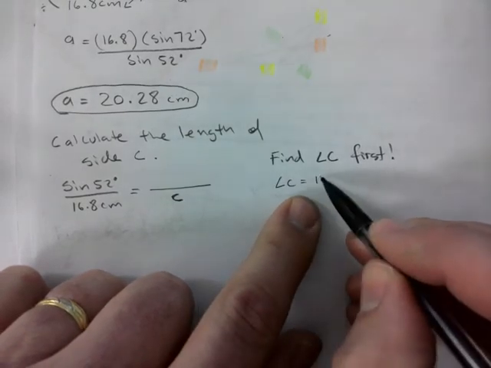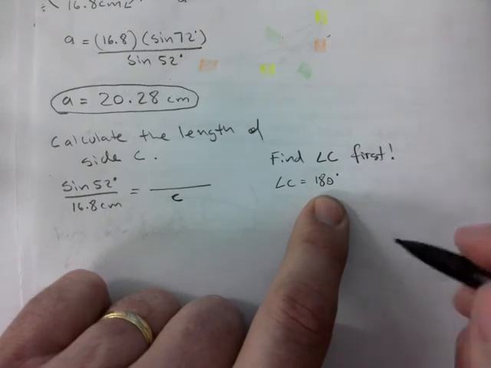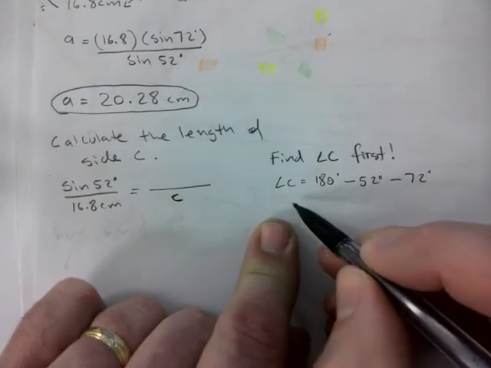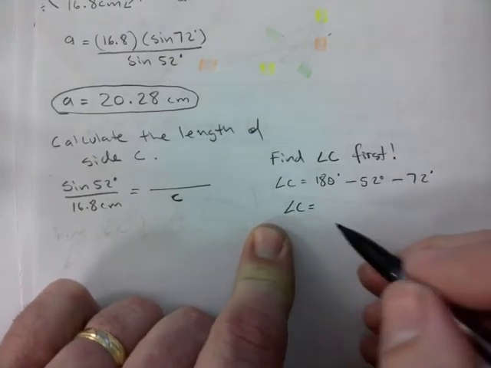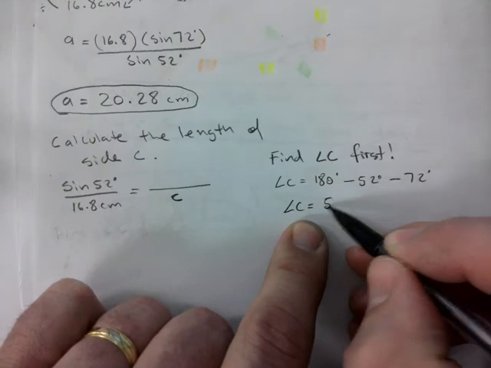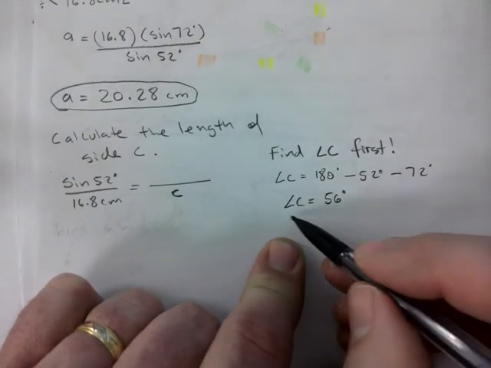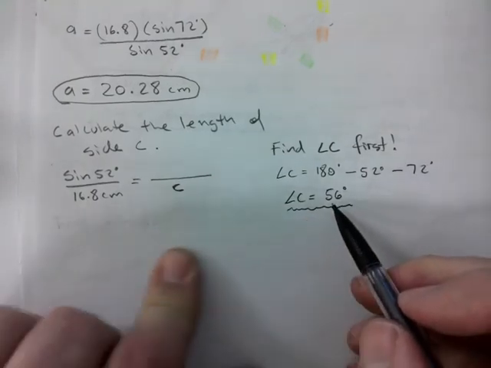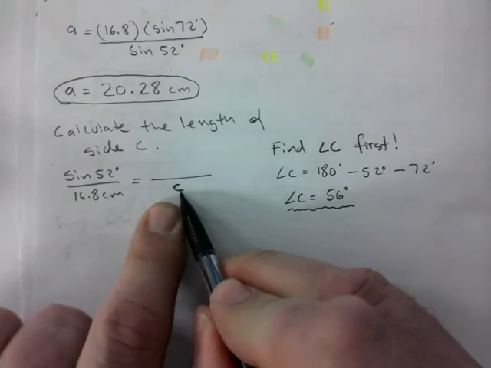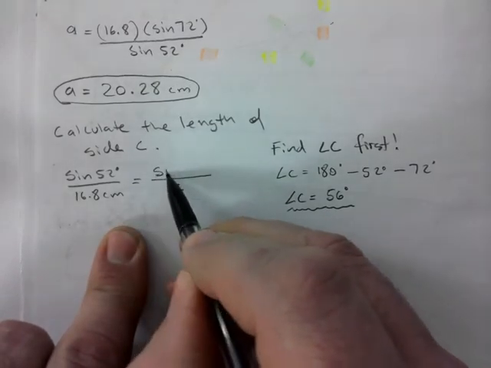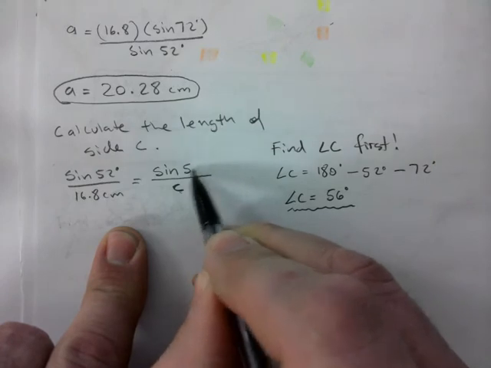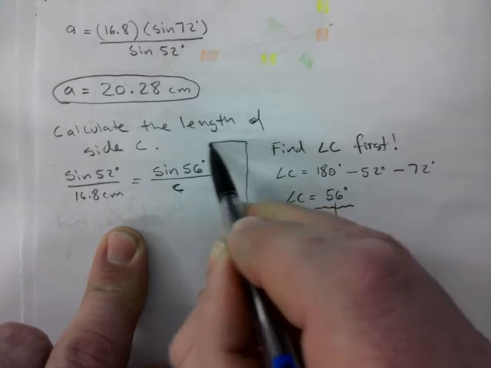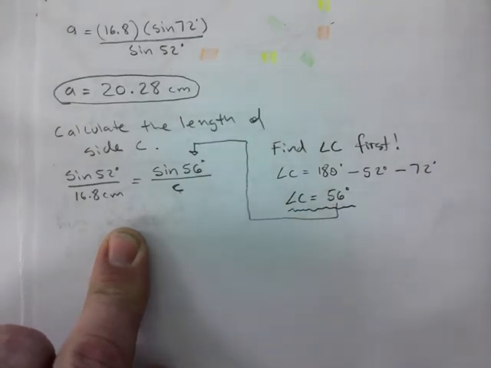Angle C is 180. It's always 180 for a triangle. I subtract the two angles that I do know. Angle C ends up being 56 degrees. Don't box it in. I can underline because it's important. And so this is angle C, which I need to find side C. So I'm going to go sine of 56 degrees. And I put an arrow in there, like that.